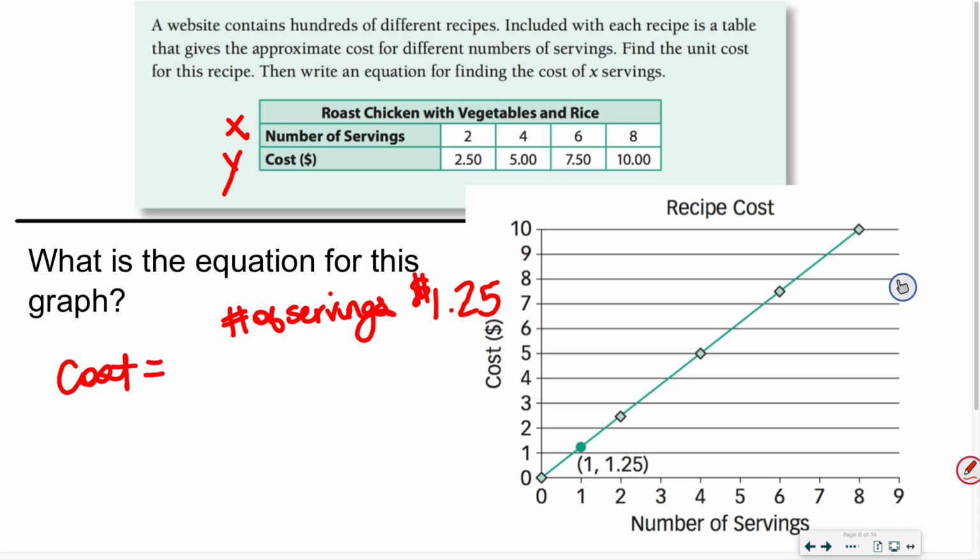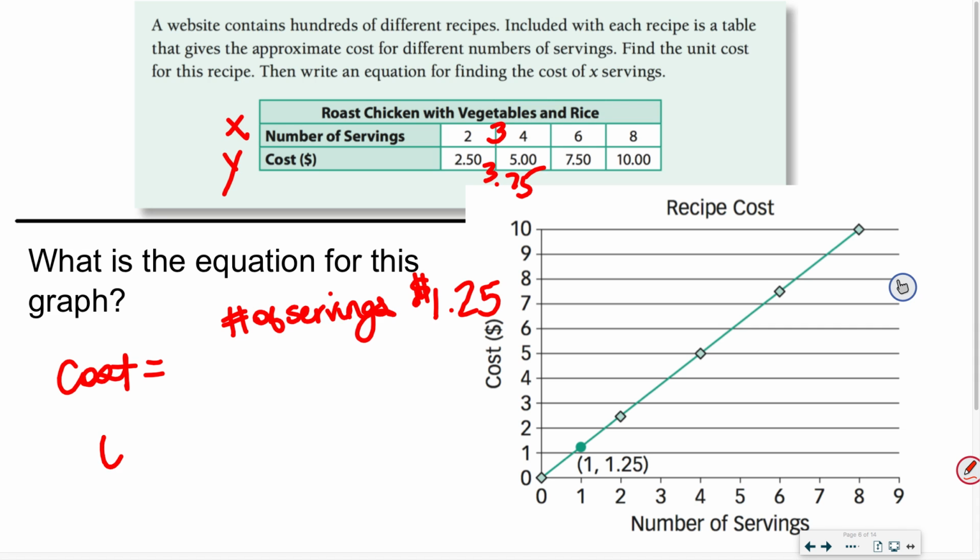For three servings. Now this is tricky, and I got you. I knew I'd get you because you're not just looking at what's going on in the table. How much are three servings? If two are $2.50, what do we have to do to go one more serving? Add $1.25. So how much is our third serving? $3.75.